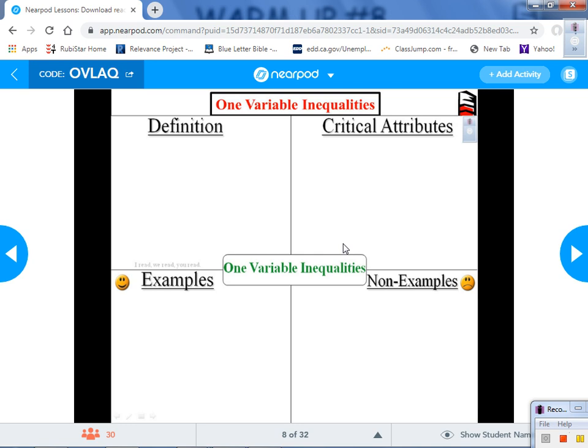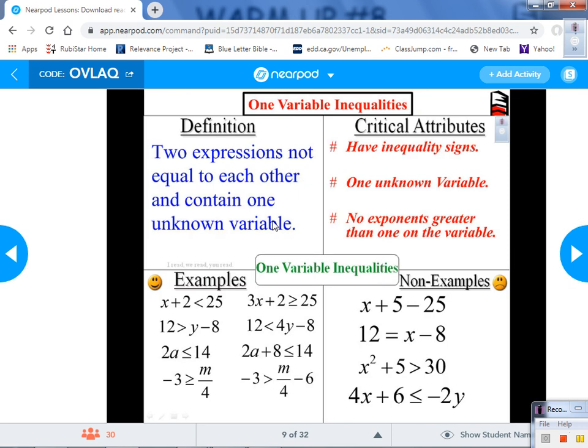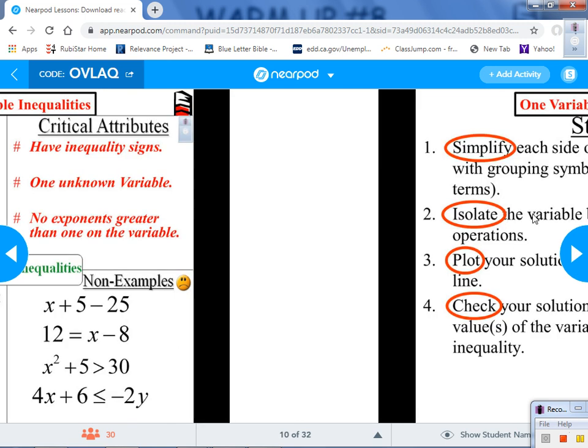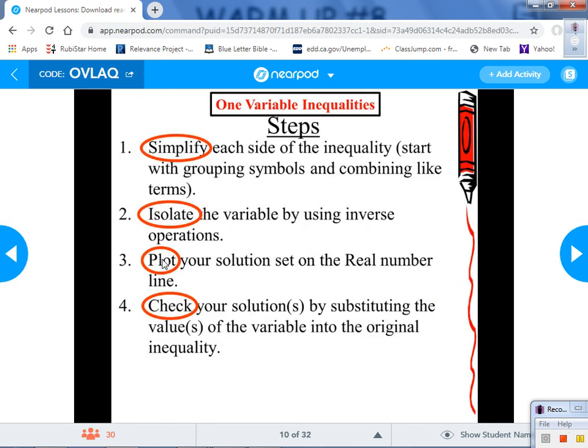We got it? All right. So let's see if you said this: two expressions not equal to each other with one variable. And if you got something like that, yeah. Examples on examples. Hashtag. Like I said, you can throw that in later for yourself. What process have we been using? Simplify, isolate, plot, and check. We're going to continue using that, but for today, we're going to be looking at a couple other things.